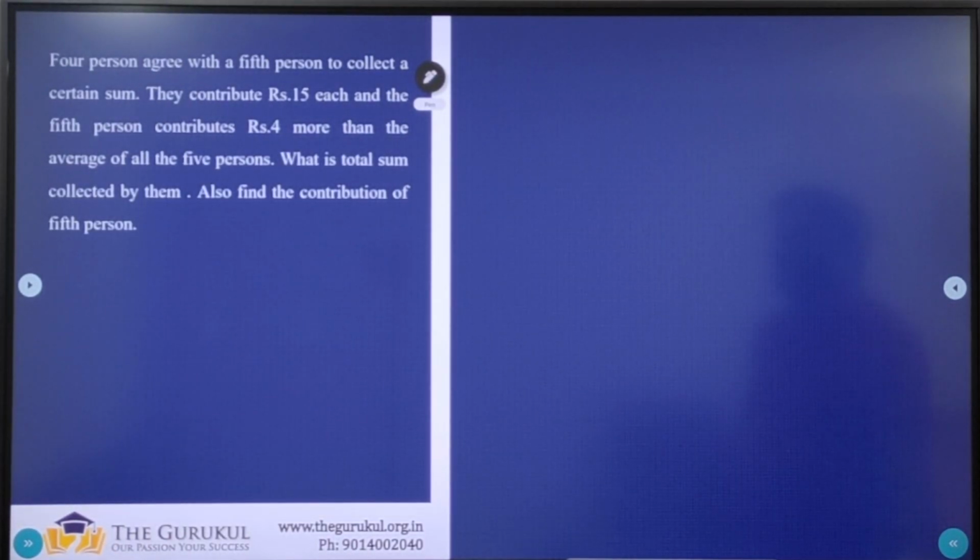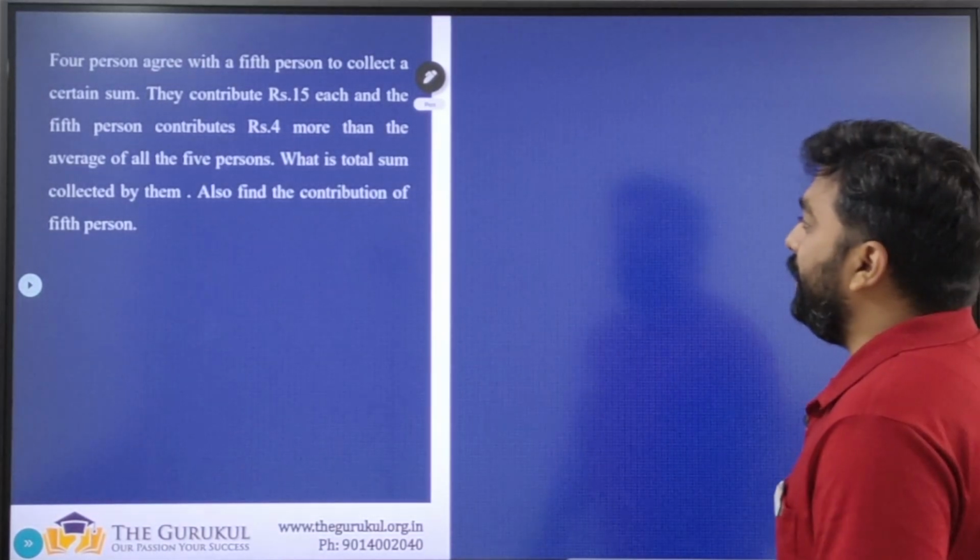Next one. 4 persons agree with a 5th person to collect a certain sum. They contribute rupees 15 each and the 5th person contributes rupees 4 more than the average of all the 5 persons together. What is the total sum collected by them? Also find the contribution of the 5th person. Now tell me what to do. 5 friends agreed on something.